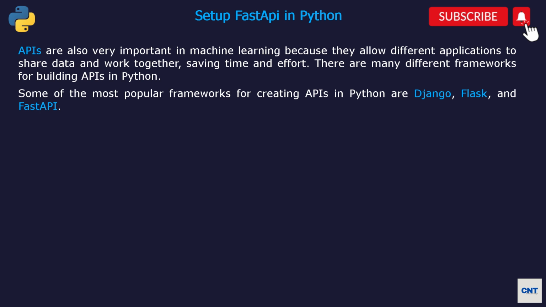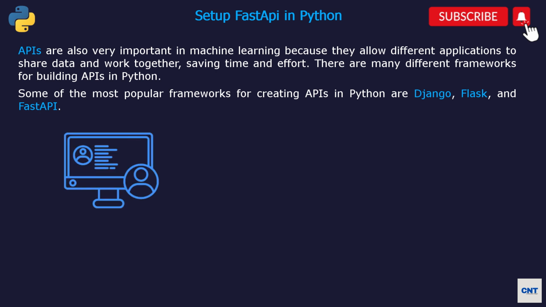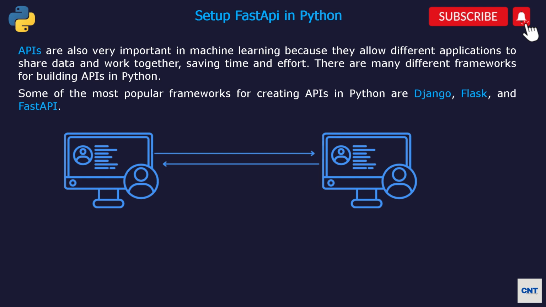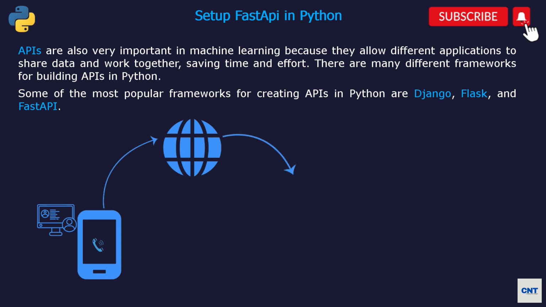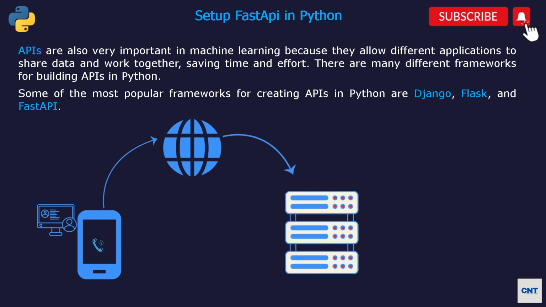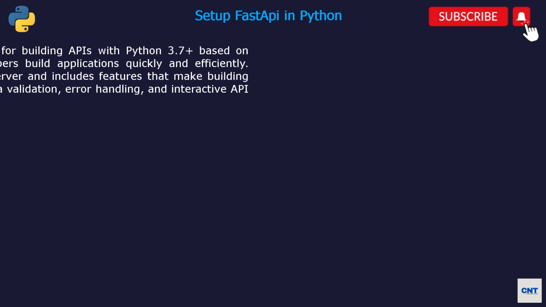An API is a software intermediary that allows two applications to talk to each other. When you use an application on your phone, the application connects to the internet and sends data to a server. The server then processes the data and sends it back to your phone.